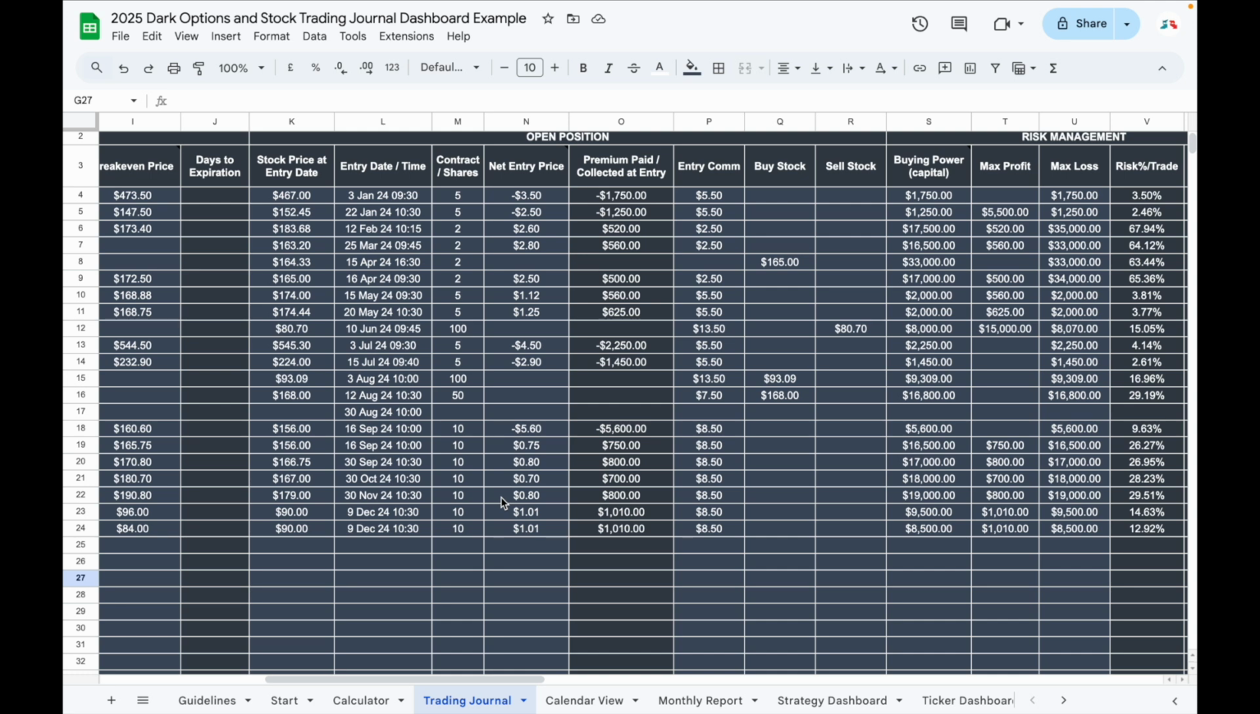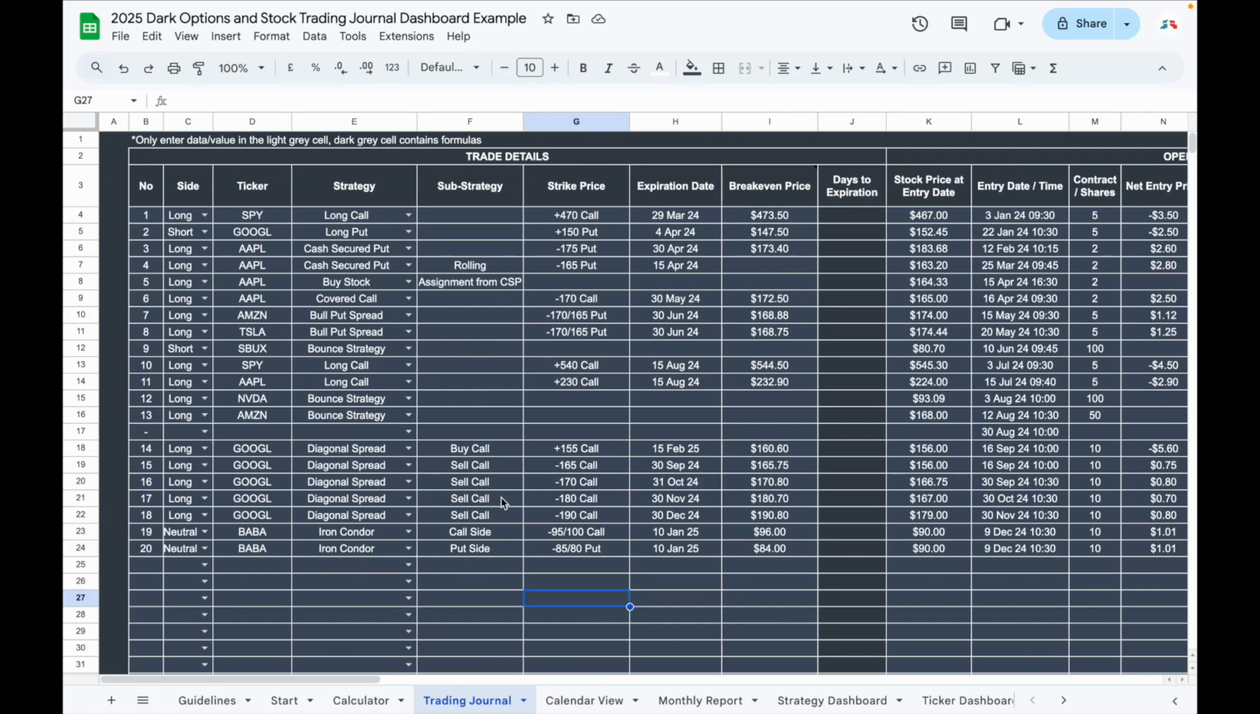This trading journal is designed for traders who trade options and stocks within the same trading account. It is suitable for all kinds of option strategies such as buying calls or puts, debit or credit spreads, diagonal spread, cash secured puts, covered calls, buying and selling stocks, and more. In this video, I will show you examples of how to input data for various option strategies into the journal.